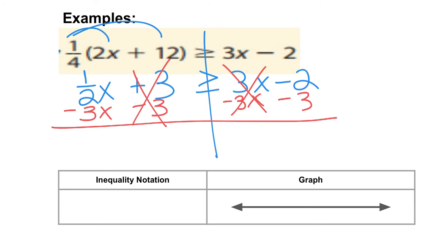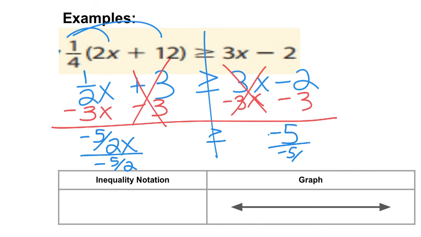And so I end up with 1/2 minus 3x will give me negative 5/2. And then 2 minus 3 is negative 5. And so then my last step here is to divide by negative 5/2. So that means that x is going to be positive 2.